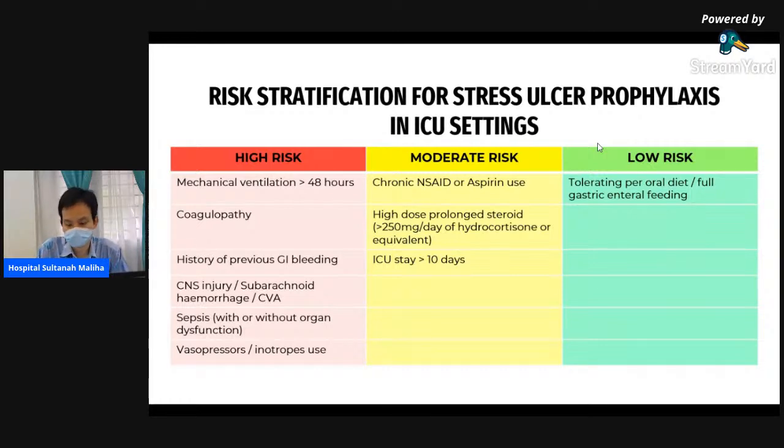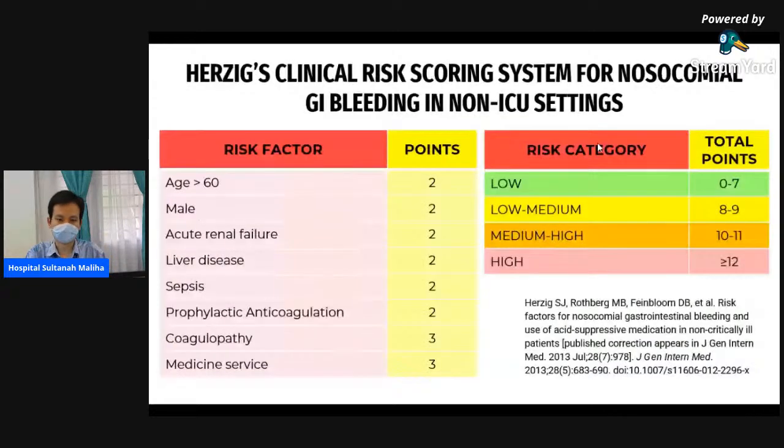But little do we know that actually there's one clinical risk scoring system for nosocomial GI bleeding in non-ICU settings. When we talk about nosocomial GI bleeding, it means the patient has been in the medical ward for some time, then we give PPI, but we have to balance it with the risk scoring system, which is Herzig's risk scoring system.